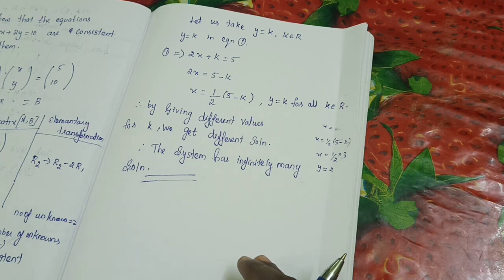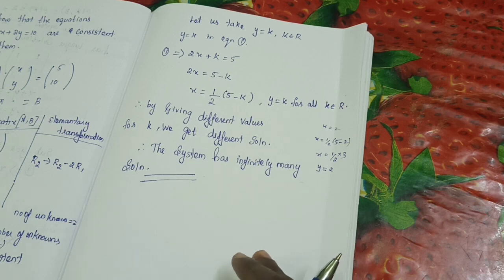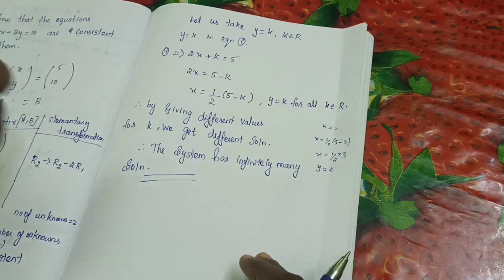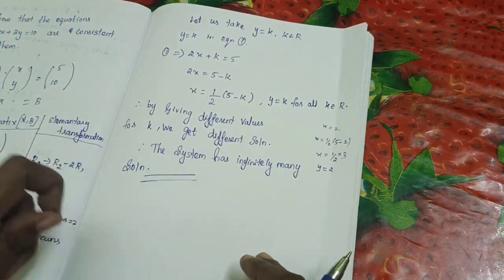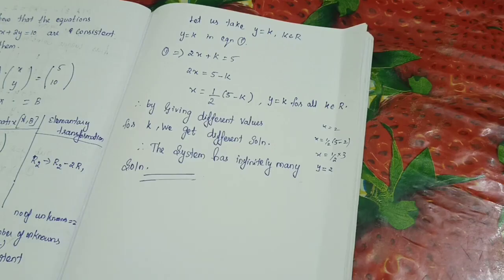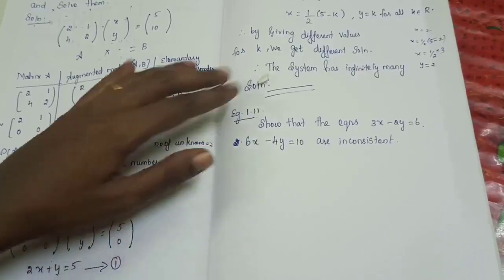So afterwards how will we conclude the answer? We don't know the exact solution, is it right? Infinitely many solutions. When you put different values for k, we will get different solutions. Therefore, we will conclude the answer as: the system has infinitely many solutions. Understand? Okay. Let's move to the next.